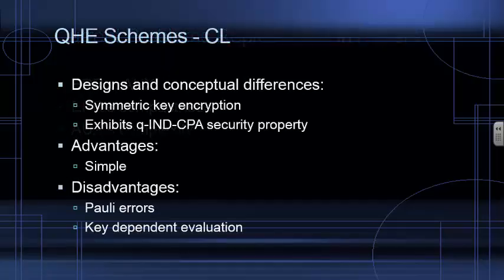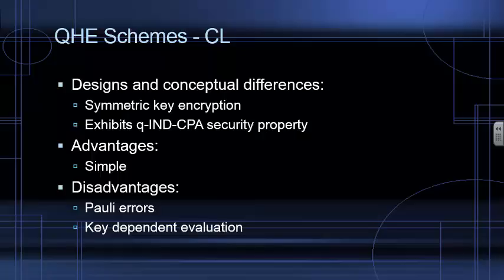Next we go to the schemes. In the schemes we talk about the design of the CL, which is Clifford. It has symmetric key encryption, and it exhibits a quantum indistinguishability under chosen plaintext attack security property. It is a compact quantum homomorphic scheme for stabilizer circuits. Clifford conjugates Pauli operators to Pauli operators, and is a building block for EPR and AUX. Its advantage is that it's simple, simply because it's a base case.